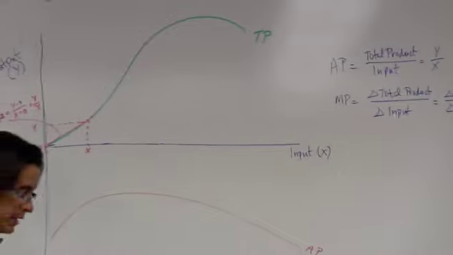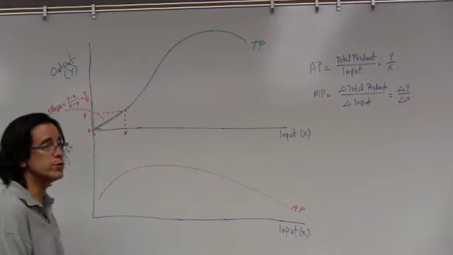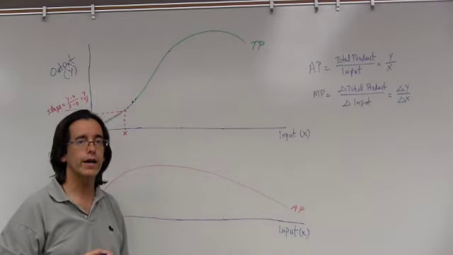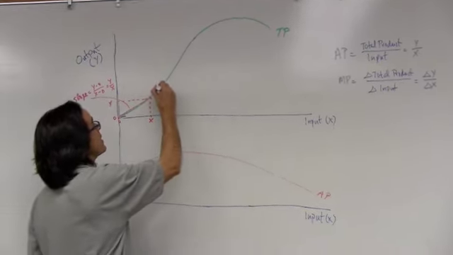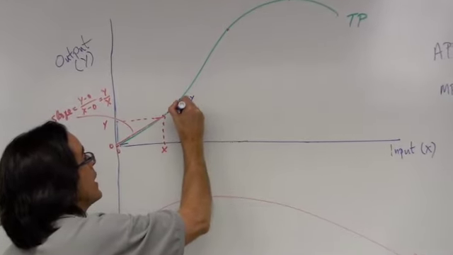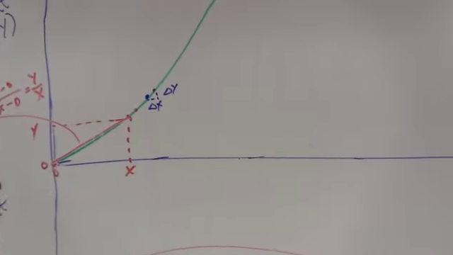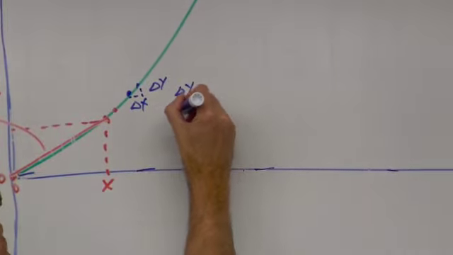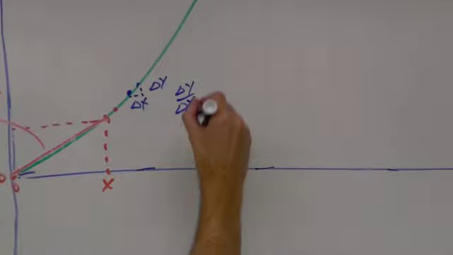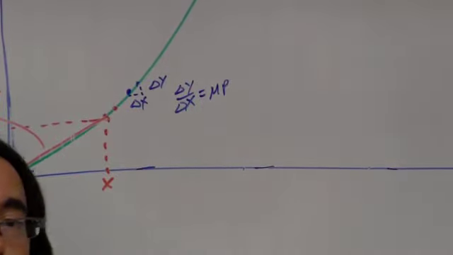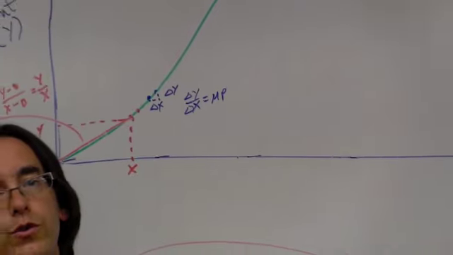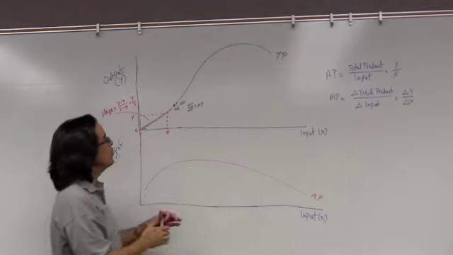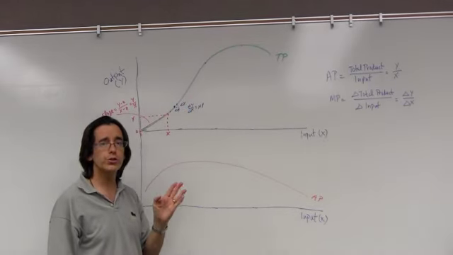Okay? So technically speaking, we would have to choose two points on the total product curve, calculate the change in y divided by the change in x, and then divide the two. So change in y over change in x, and that would give us our marginal product. Now, as you move further along in economics and as you take calculus, technically speaking, we wouldn't use two points, we would just use one point.